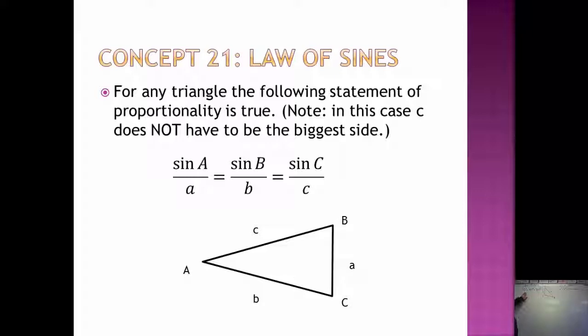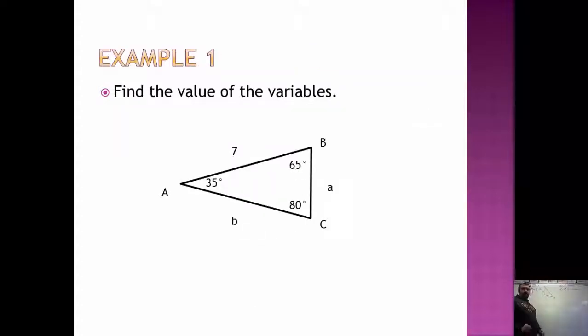Sine of A over side a, sine of B over side b, and sine of C over side c will always have the same exact ratio, no matter what triangle I'm looking at. So, what if I was trying to solve something like this, and it said solve for all the variables? Well, let's look at the triangle I'm given.